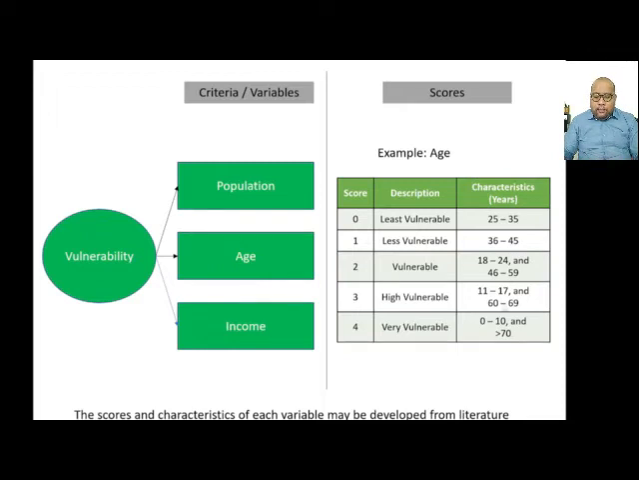Okay, and then we can see 0 until 10, and then greater than 70. These people actually are very vulnerable. Can you imagine the kid, kan? Memang kalau tak ada sesiapa yang guide mereka, memang very vulnerable. So that's how we classify and score the criteria. And this score is actually based on the literature review and also from the interview.